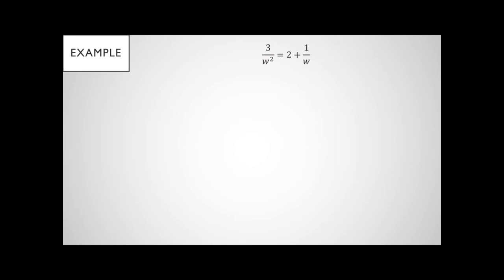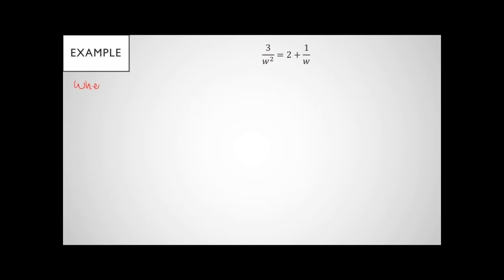Now here we have 3 over e squared equals 2 plus 1 over w. So for something like this, there are two different ways that I could do it, but I tend to do this one by multiplying by the common denominator. And that is because w as a denominator is almost w squared. All I have to do is multiply it by a w, because those are practically a common denominator.